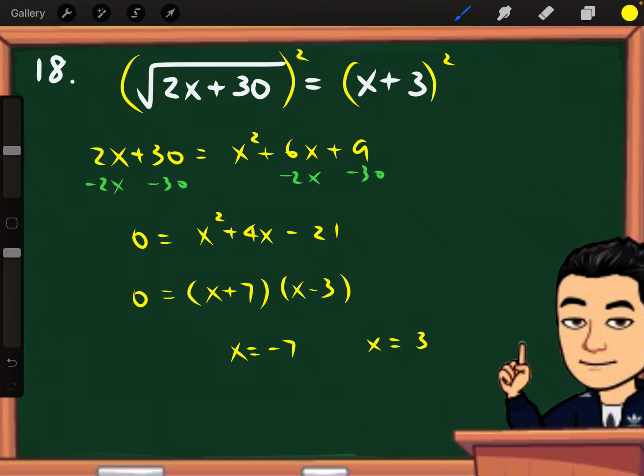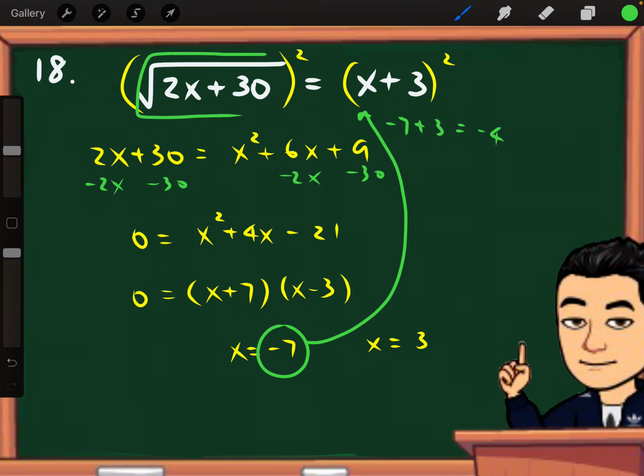So you have to go ahead and check which one is working and which one is not working. Okay, so if you just plug this into the x right here, you're going to have -7 plus 3, which is going to equal -4. Check this out. The square root cannot equal a negative value. Okay, square root has an index number of 2. It's an even number, cannot equal a negative value. Okay, so which means that -7 does not work. So your answer is actually going to be x equals 3.